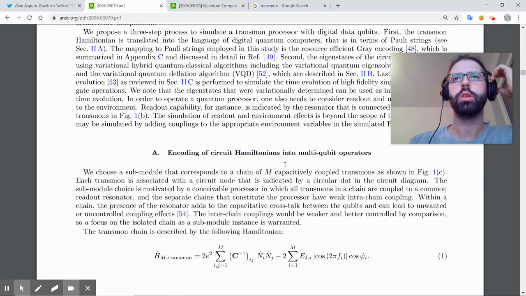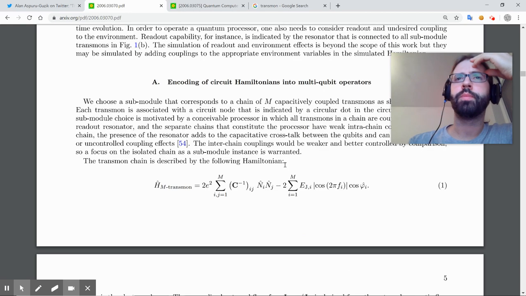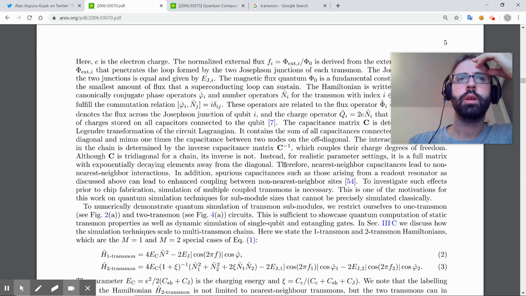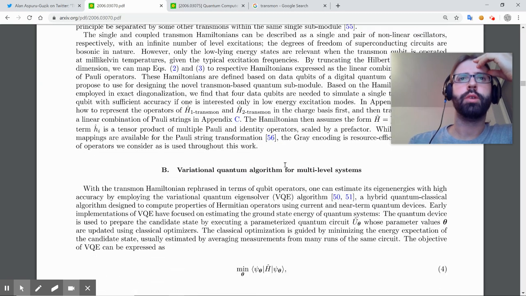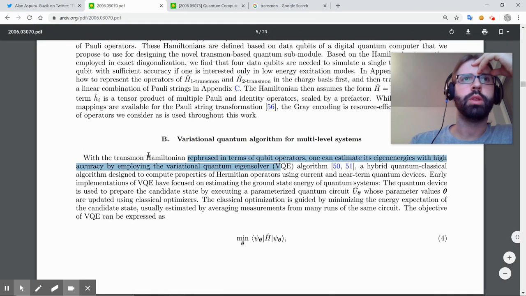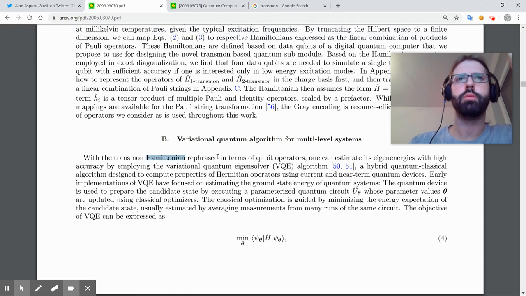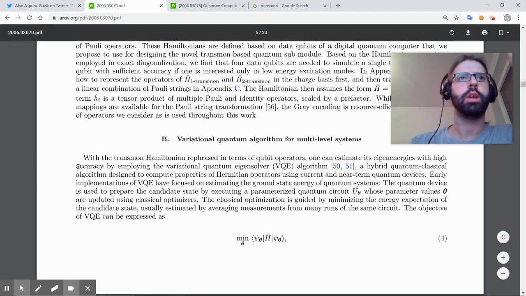Encoding of circuit Hamiltonians into multi-qubit operators. Variational quantum algorithm for multi-level systems. So with the transmon Hamiltonian, we're going to figure out a Hamiltonian for the qubit, and then rephrase it in terms of the qubit operators. We can estimate its eigenenergies with high accuracy by employing the variational quantum eigensolver. A hybrid early implementation has focused on estimating the ground state energy of quantum systems.